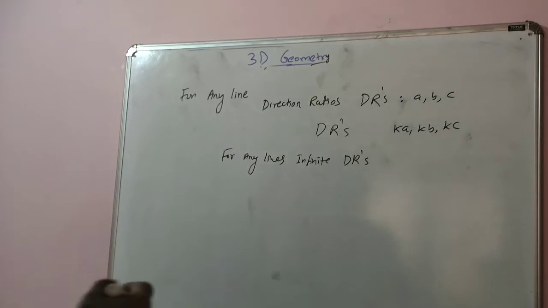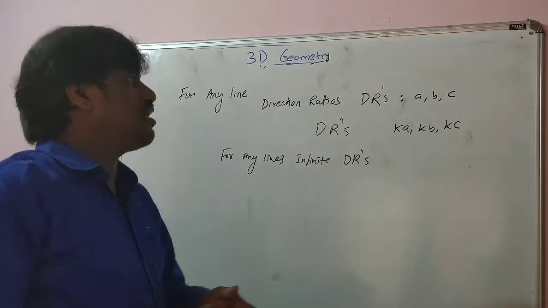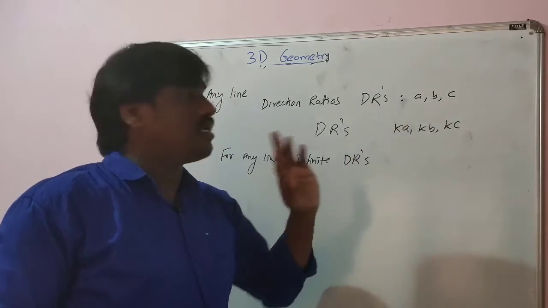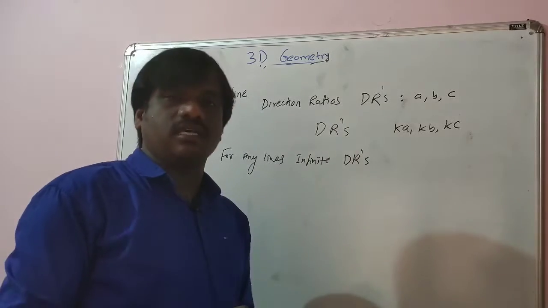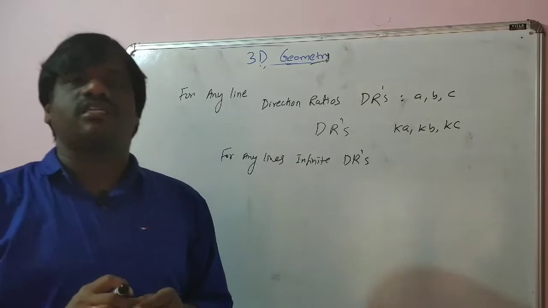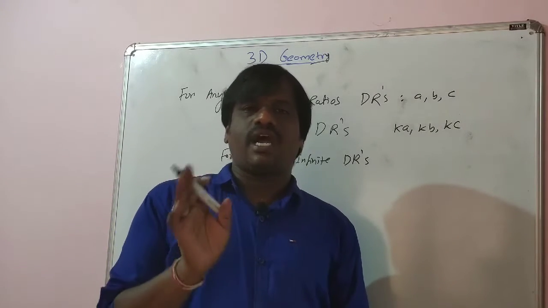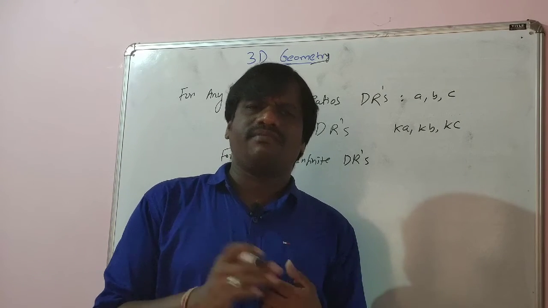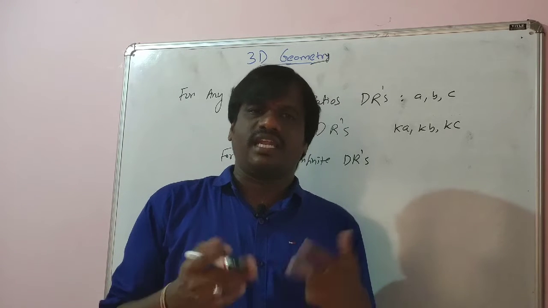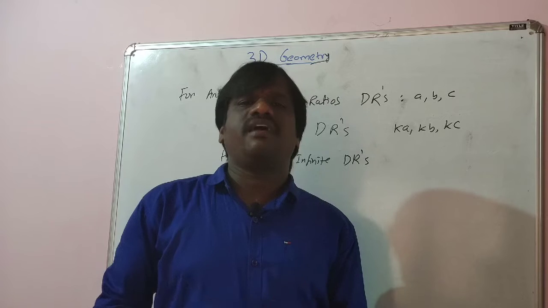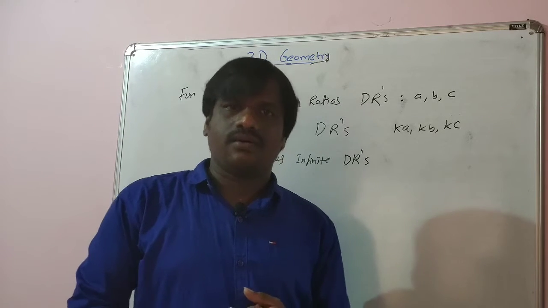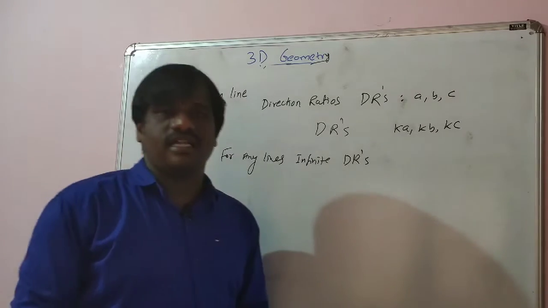For any line, direction ratios are like this: you have a line, and for that the direction ratios are a, b, c. Then ka, kb, kc are also direction ratios. It means for any line infinite direction ratios are possible. If you have a, b, c, then I can multiply by k, any real number, to get ka, kb, kc. So there will be infinite direction ratios for any line.